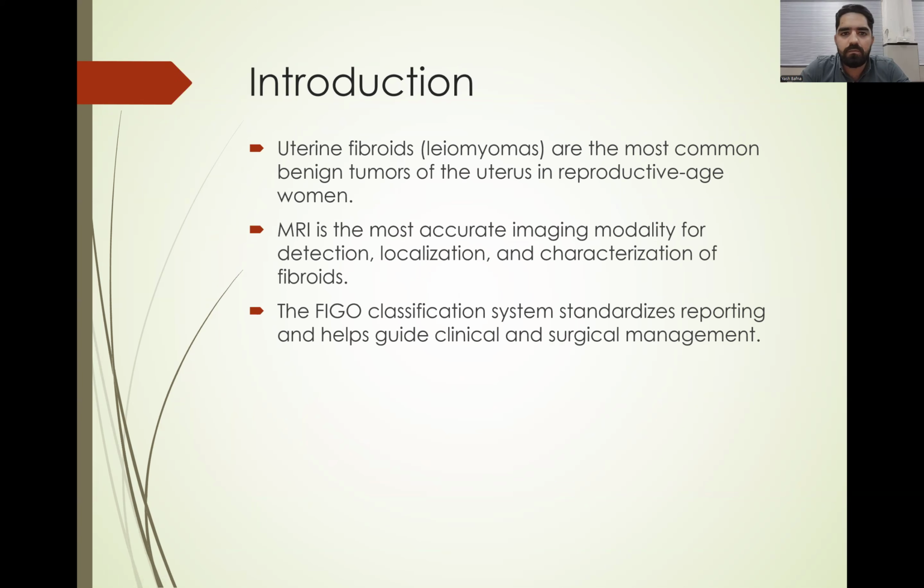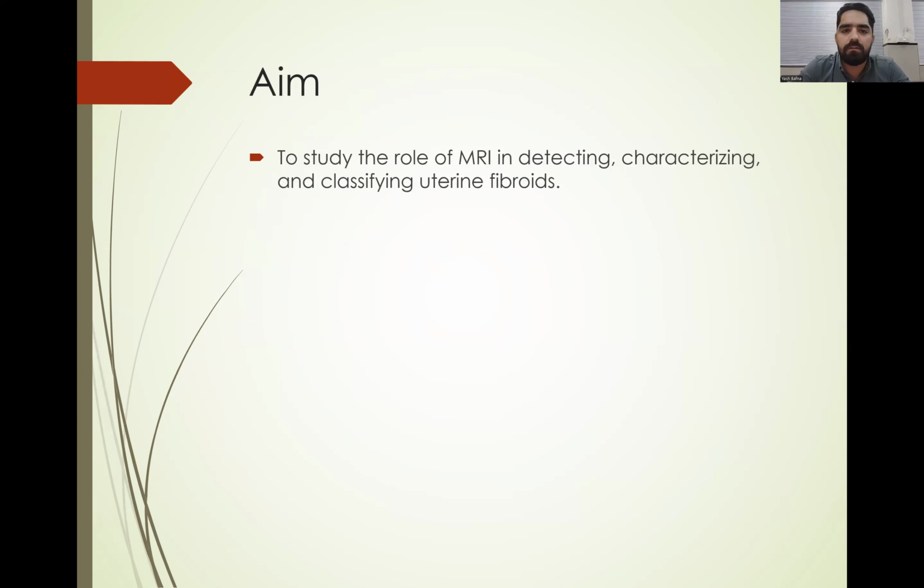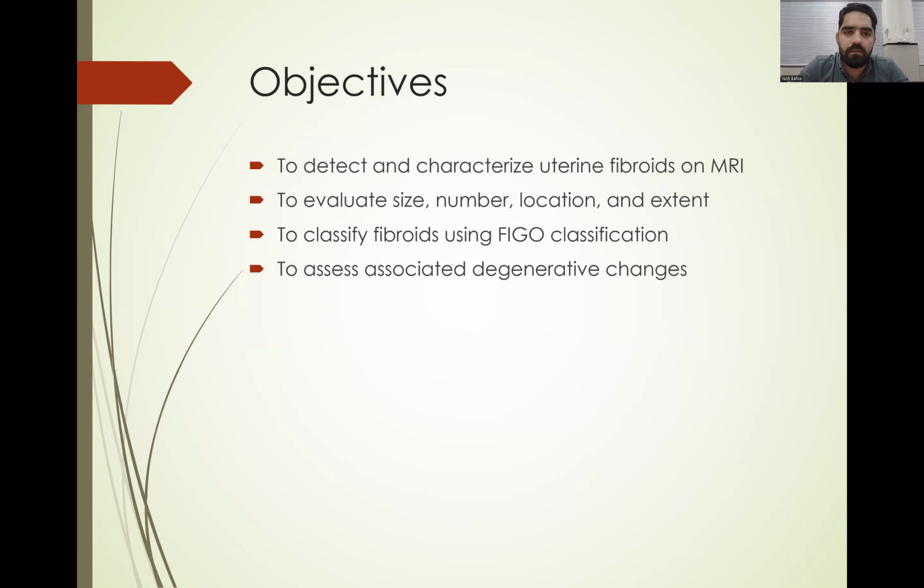Introduction. Uterine fibroids are the most common benign tumors of the uterus in reproductive age of women. MRI is the most accurate imaging modality for detection, localization, and characterization of the fibroids. The FIGO classification system standardizes reporting and helps guide clinical and surgical management. Aim of my paper is to study the role of MRI in detecting, characterizing, and classifying uterine fibroids.